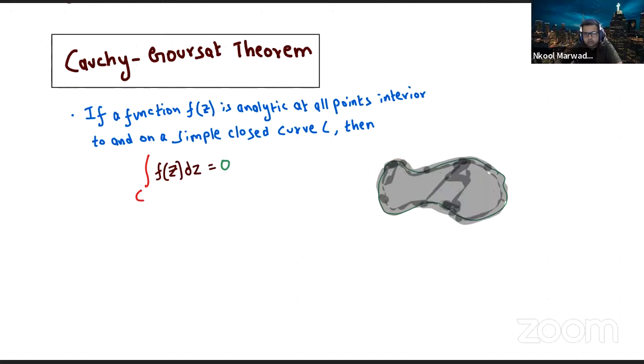This is the boundary. Property. The points lying on the curve and interior to the curve, if we do the integration of a function over all these points, that integration will be 0. So this is the Cauchy-Goursat theorem.